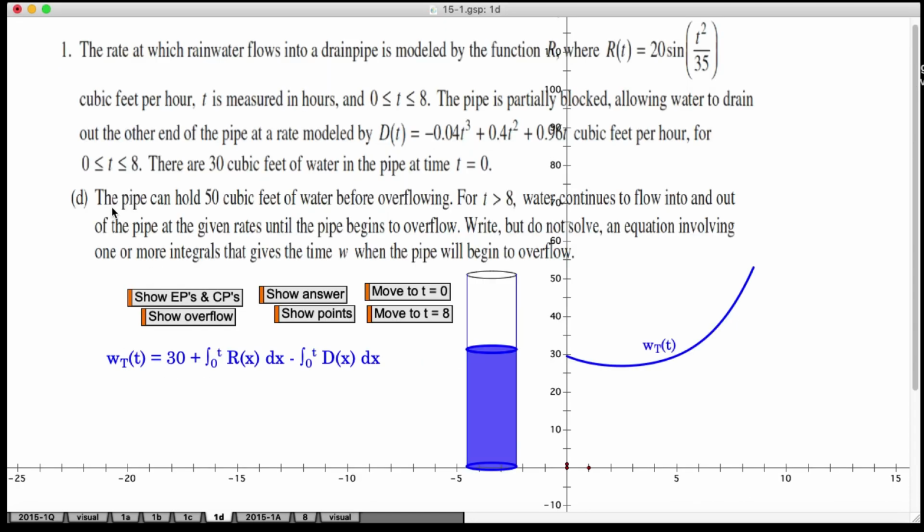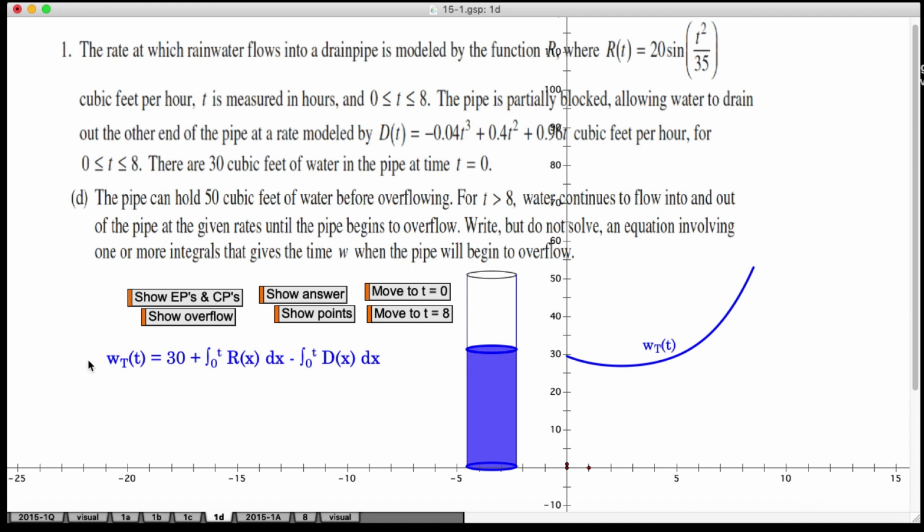The last part of this question says the pipe can hold 50 cubic feet of water before overflowing. It says for t greater than 8, water continues to flow in and out of the pipe at the given rates until the pipe begins to overflow. Write but do not solve. Remember, do not solve it. Just write an equation involving one or more integrals that gives the time W when the pipe will begin to overflow. So here's what I did.